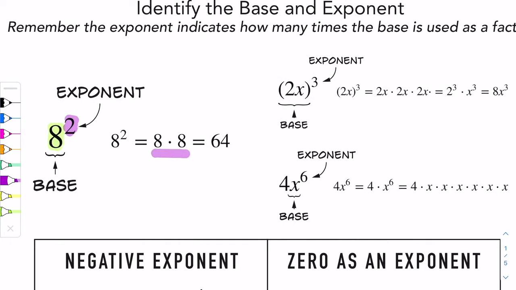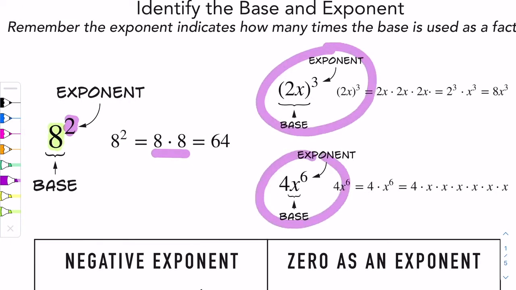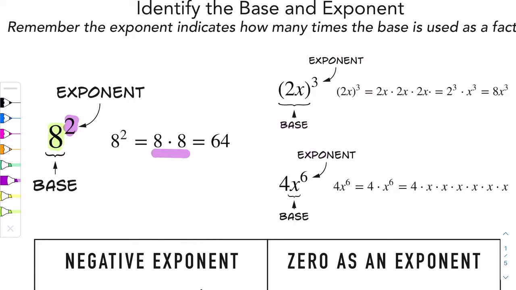That tells you to use 8 as a factor twice. But if we come over here and we look at these two, comparing the difference between them, this top one, we have a base of 2x, and then the exponent is cubed. That's telling us to use 2x as a factor 3 times. If we use 2x as a factor 3 times, that's the same thing as saying 2 cubed times x cubed, which is 8 cubed.